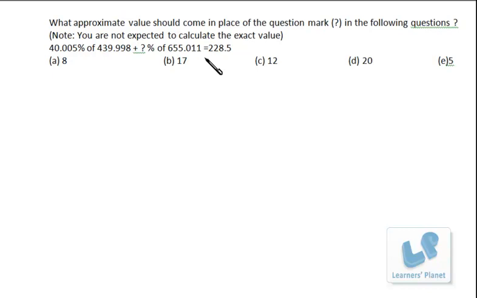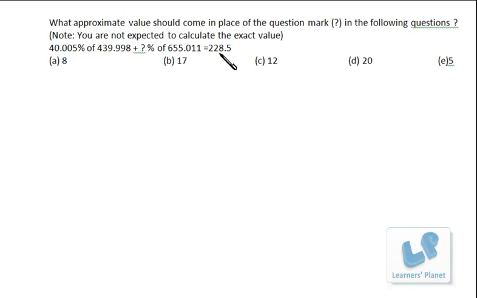Now if you do not approximate the calculation, it will take a good amount of time for you, right? So what we do is we approximate each and every number. You have to consider that if two numbers are being multiplied, and one of them is approximated to the higher side, the other should be approximated to the lower side to nullify the effect, right? Now here in this case it is 40.005% of 439.998 plus x percent of this is equal to 228.5.